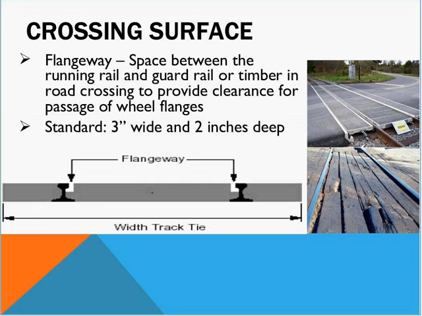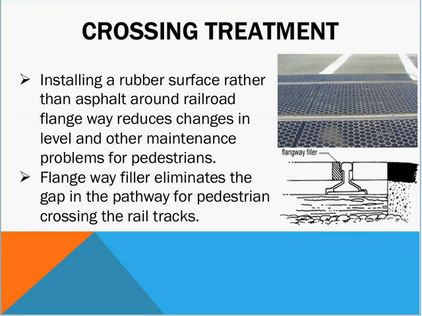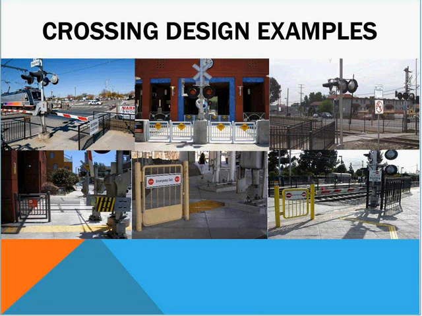I mentioned before about the crossing and the flange. It's important to have a minimum gap in the flange area. You can see this is an old-fashioned crossing. These crossings still exist. In fact, I have a case where the crossing was like this, and one day after the accident, it became like this, which is quite interesting. There are various companies that make materials that make that flange opening even narrower. They have what they call a flange filler, and this is a picture of that crossing treatment.